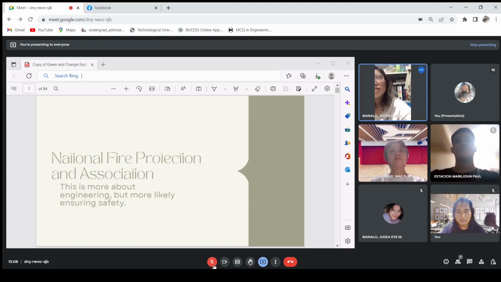We are students from Rizal Technological University, currently taking a Bachelor of Science in Electrical Engineering, and we are here today to present the National Fire Protection Association. We came up with the motto that this is more about engineering, but more likely ensuring safety, because we will tackle NFPA codes, standards, and recommended practices and guides.